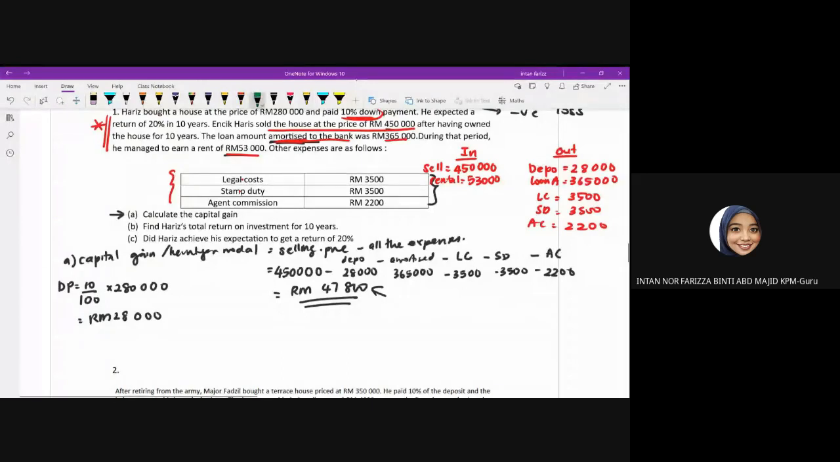Okay, how to calculate? Press the calculator. We're gonna find what is the total in. Okay, so 450,000 plus with 53,000, you get RM 503,000. Okay, so that's total in. Let's find total out. Okay, I write down here, girls. What's the total out? Press the calculator. Can I have the answer? Can you please write it in the chat box? We need to know what's the total out. Total money spent.